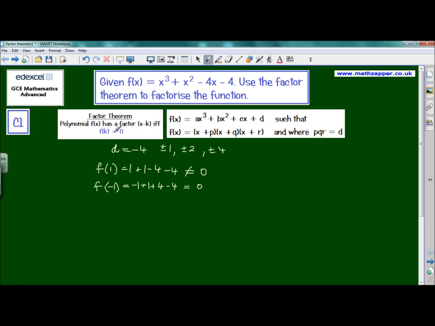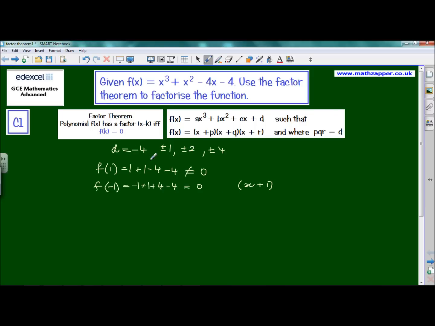However, if we plug minus 1 into it and we get 0, the factor is x minus k. Well, in this case, k is minus 1, so minus k is going to be plus 1. So our factor is going to be x plus 1. Let's just be clear about that. X minus k is a factor if the function of k equals 0. Well, k is minus 1, and it does equal 0, so x minus minus 1 is x plus 1.